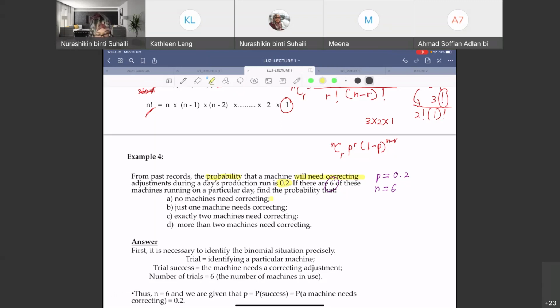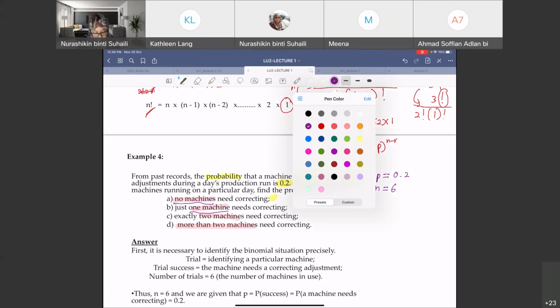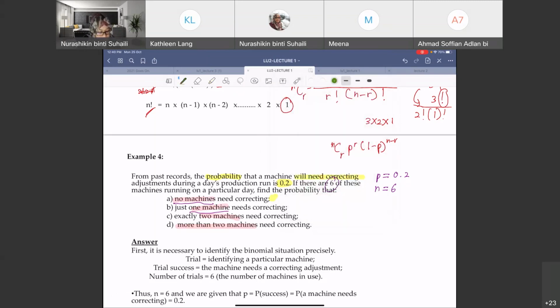Each of these, no machine, 1 machine, 2 machines, and more than 2 machines, is actually the r, the event that we want to analyze. For example, for the first one, r is equal to 0, second r equal to 1, r equal to 2, and this one is r more than 2. So how are we going to solve this question?